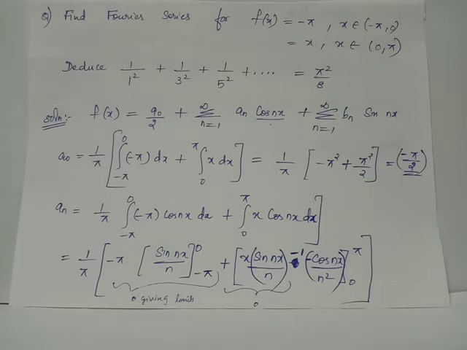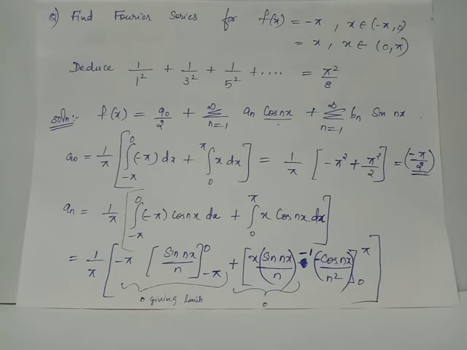On simplification, we will get a0 equals minus pi by 2. We have an evaluated using the formula an equals 1 by pi times integral f of x cos nx dx. Here we have to split the integral f of x cos nx dx into two integrals, integral minus pi to 0 f of x cos nx dx plus integral 0 to pi x cos nx dx, where 1 by pi is common to both the integrals as in the previous case.